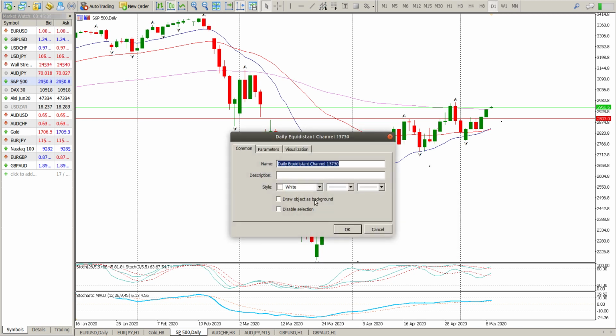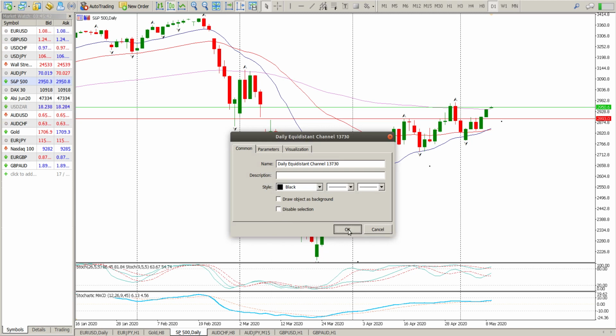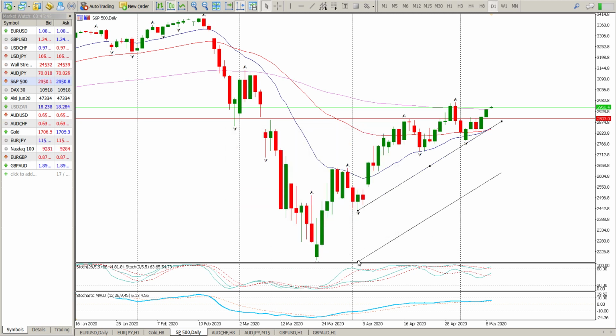Let me just get this channel off white here. It's not something we can see. Put it onto color we can see. Right, so firstly, everybody's been focused on the wedge. And you remember where the wedge was? The wedge was pretty much over there. Okay, so you can see the wedge. We've had a break of the wedge.